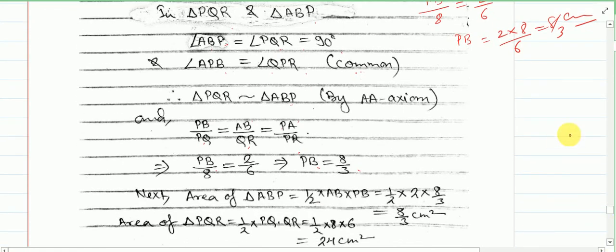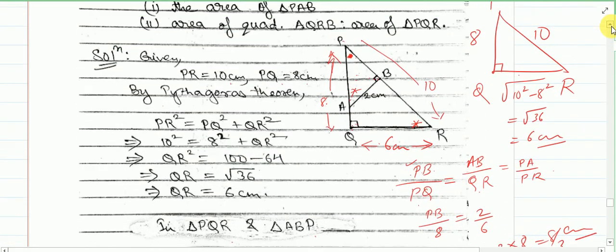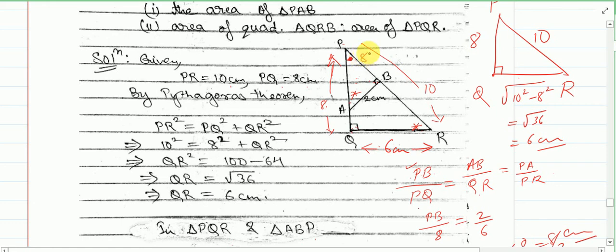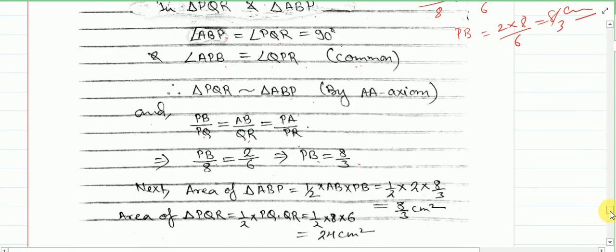So you got PB. Let me show you the figure once. PB is 8 by 3, and so this is base and this is height for the triangle APB, so you can easily find its area. You can also find area of PQR because height is 8 and base is 6. So you can find area for both the triangles PAB and PQR, using the formula half into base into height.